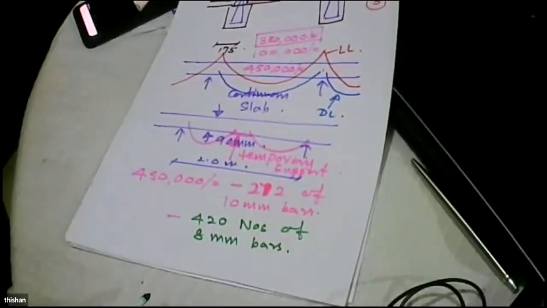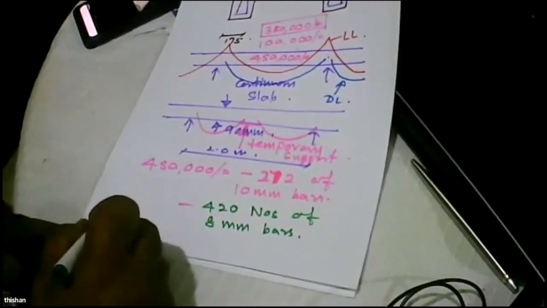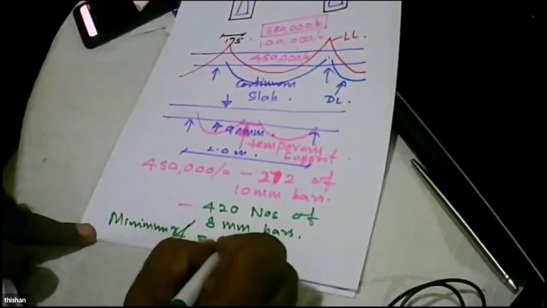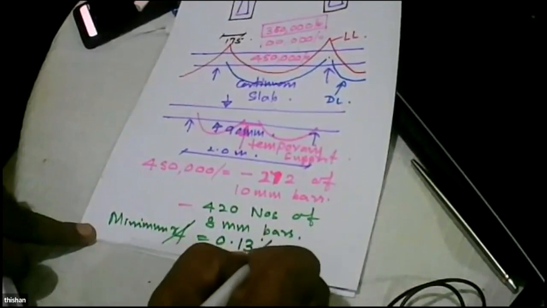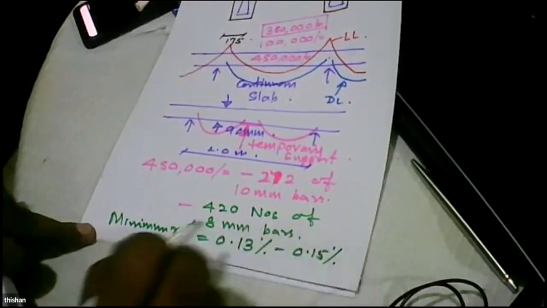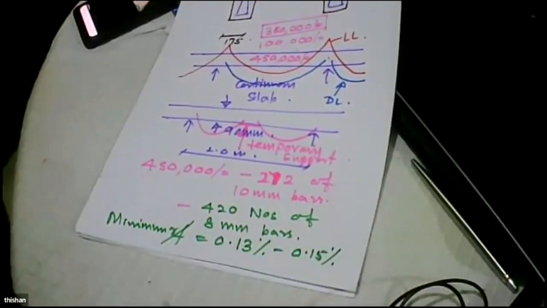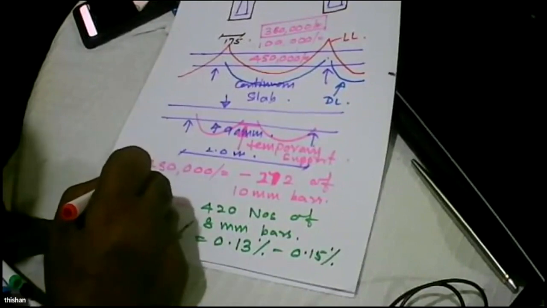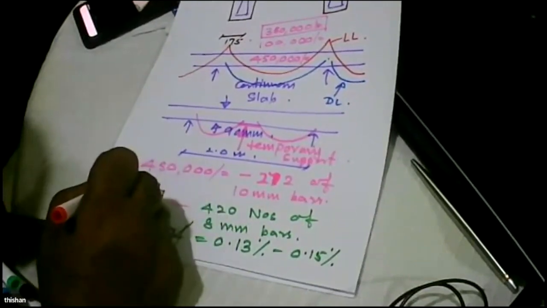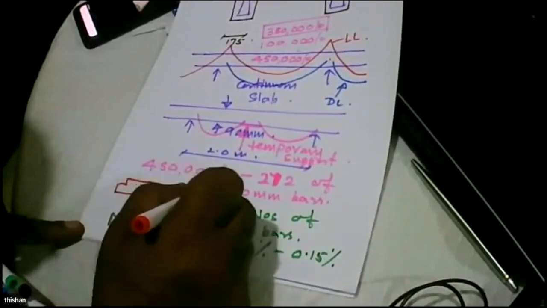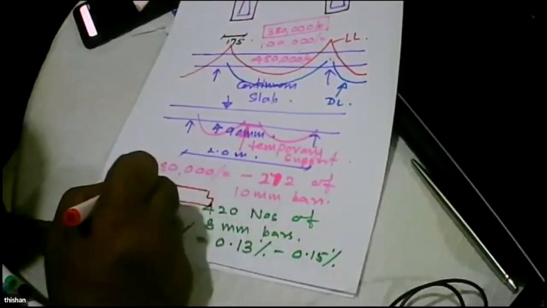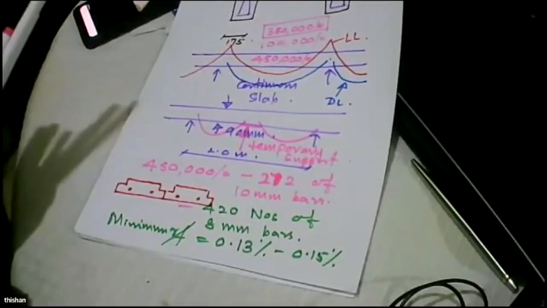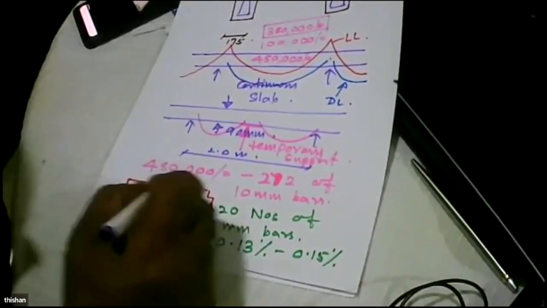Right. And then we have another requirement called minimum reinforcement, which comes to about 0.13% to 1.15%. Now this minimum requirement is also not there. Why? Because we cast the slab like this. We place the other slab like this. We place 2 reinforcement like that. Then we place an additional reinforcement.